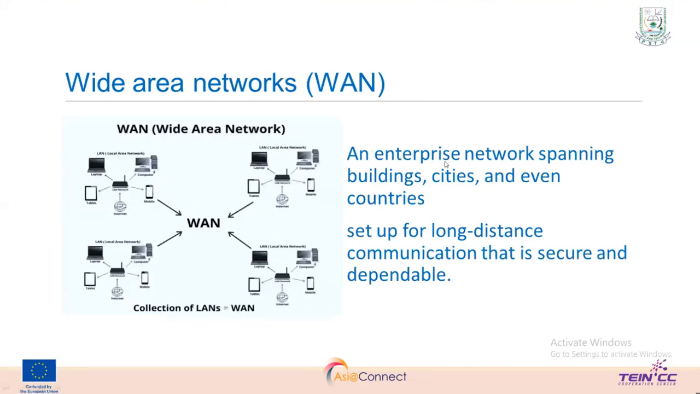The wide area network is an enterprise network spanning buildings, cities, or even countries, set up for long distance communication that is secure and dependable. It's a network from city to city, country to country, connecting thousands of local area networks or metropolitan area networks. It's called a wide area network because it transmits data over long range or long distance communication.